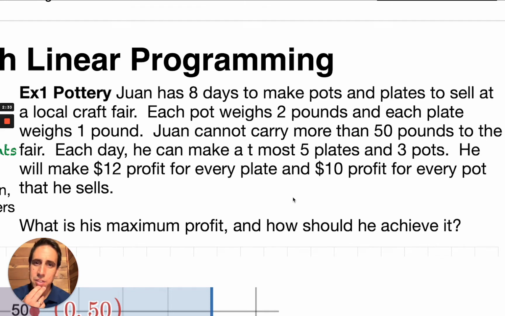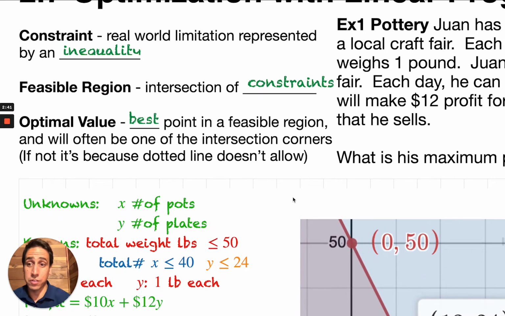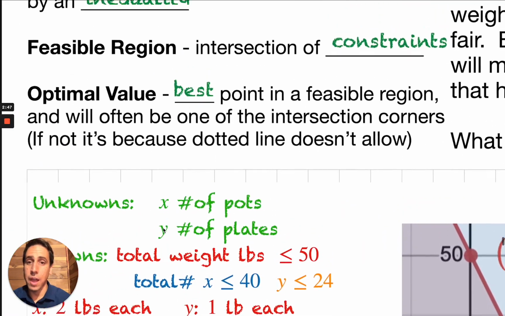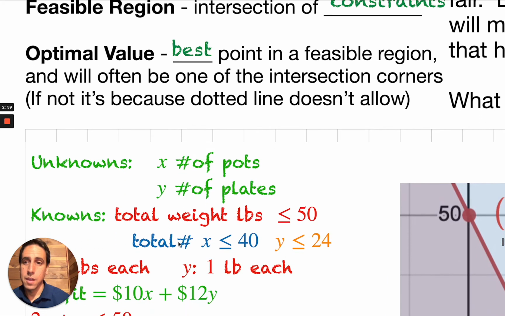There's lots of combinations of pots and plates that he could make, but he wants to know how to max out that bling. So let's figure it out. Knowns and unknowns. We're starting this exactly the way we would in section 2.6. We've got knowns and unknowns. What don't we know? We don't know how many pots and how many plates. So let's make those our unknowns. Those are X and Y. I'm choosing X and Y because I'm going to be graphing them pretty soon.